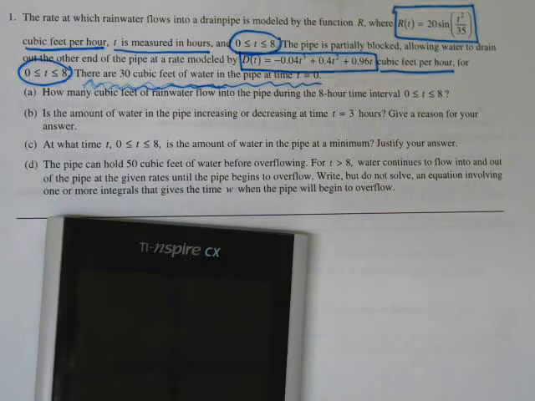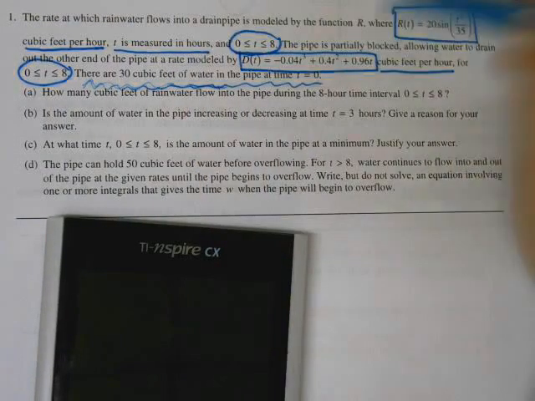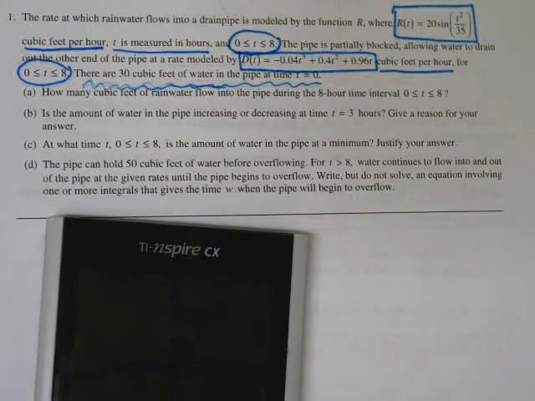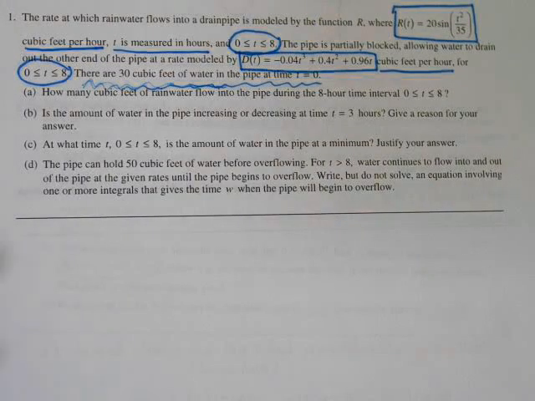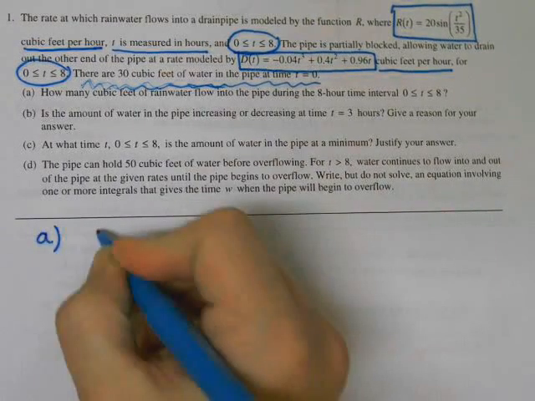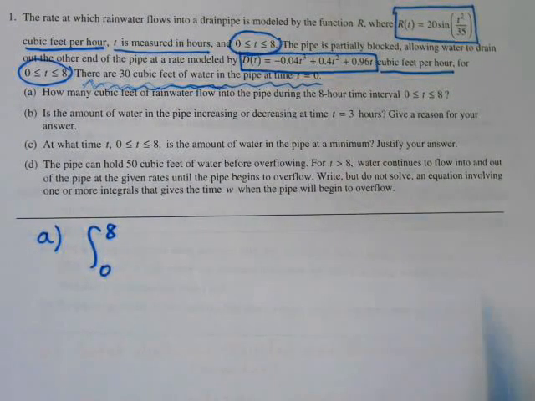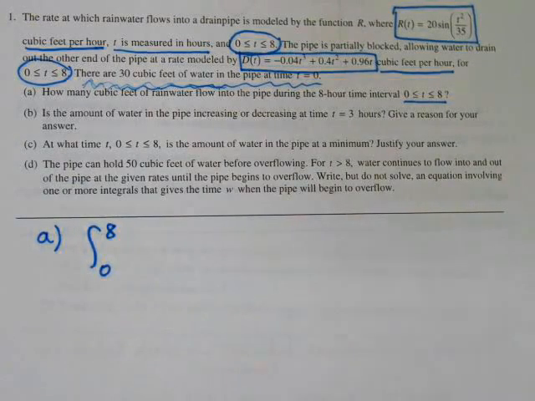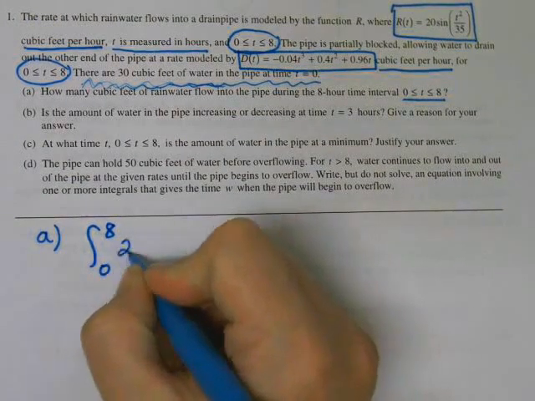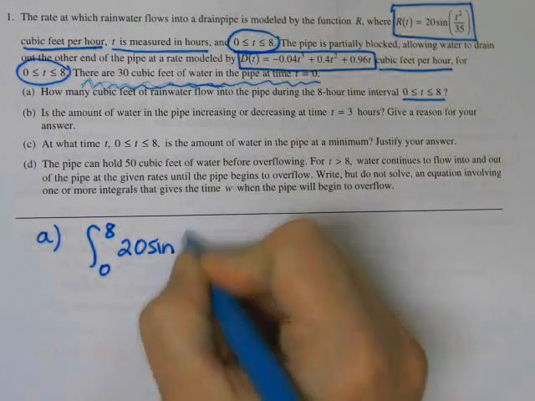So you integrate. For part A, we would integrate from 0 to 8, since that's the time period we want the total for. We would integrate the rate, 20 sine of t squared over 35. Or you could just write R of t. You don't have to write the whole equation. You could call it by its name right here. You can just write the integral from 0 to 8 of R of t.